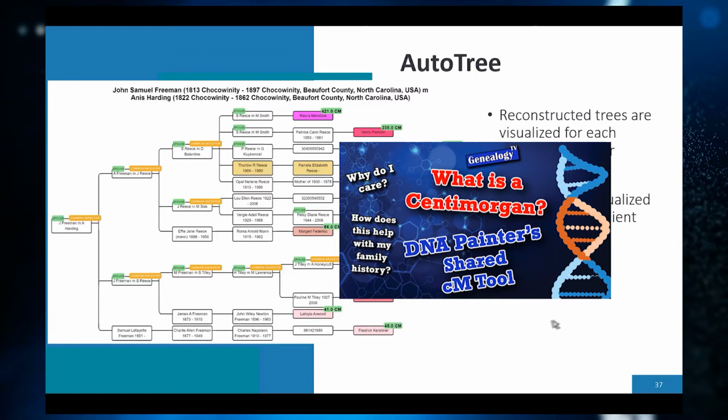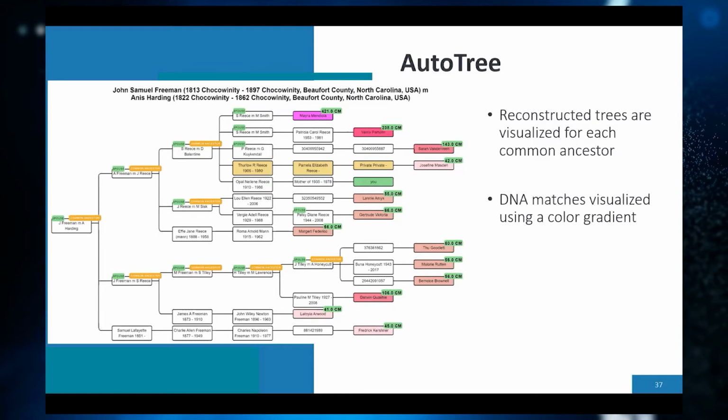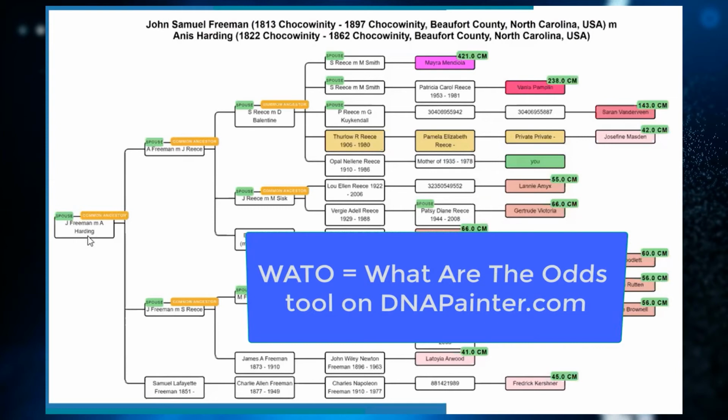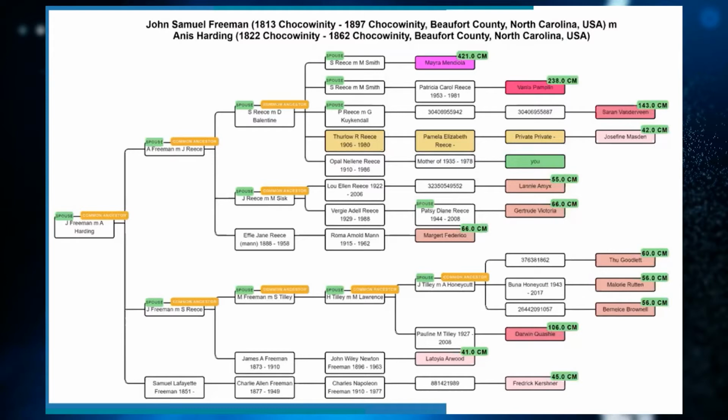It's a very nice tool that allows you to test several different trees and how people are placed in that particular tree. And the type of visualization is now also reused by the Autosomal trees. So for those who are not familiar with what the Watto tool is, it's what are the odds? Yes, that's the one. The particular common ancestor is now placed at the left.